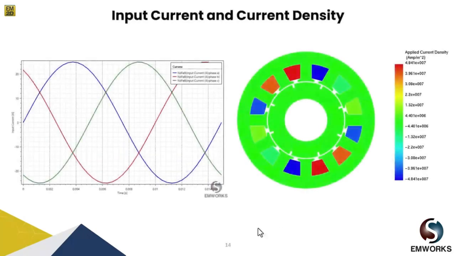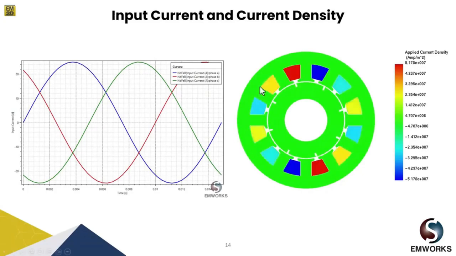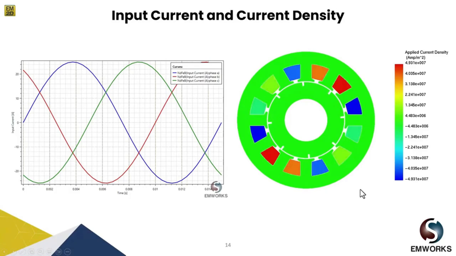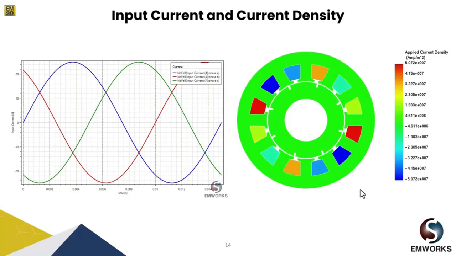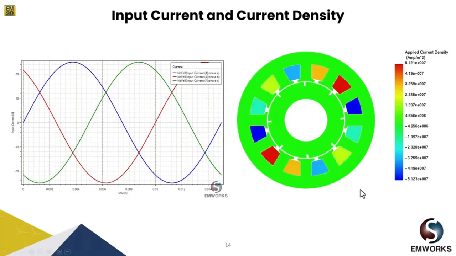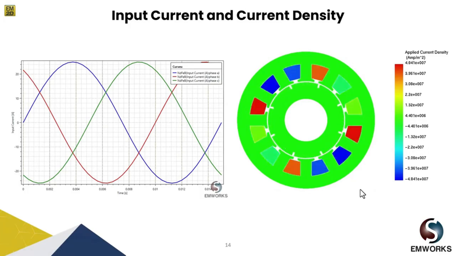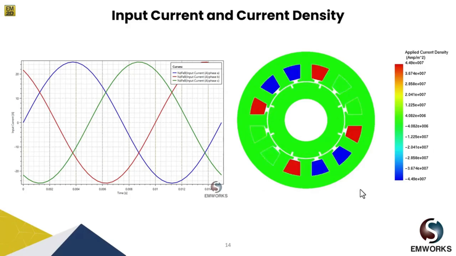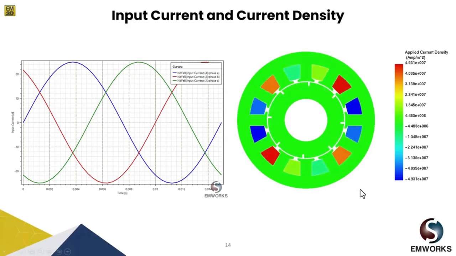Moving ahead, we can see the input current. So we have excited 25 amperes, and we can see the current density on the right hand side plot. It's very interesting to see the applied current density, which is one of the important parameters, as the coils are the source of heat generation, and it's very important to design the current density appropriately to have proper heat dissipation. If it is a totally enclosed fan cooled motor, the nominal range for the current density is close to 5 to 8 ampere per millimeter square.